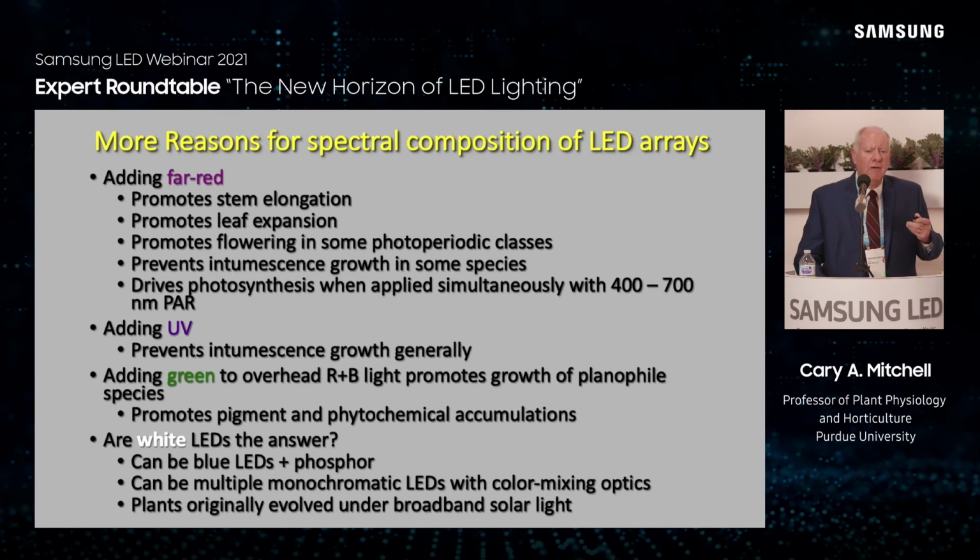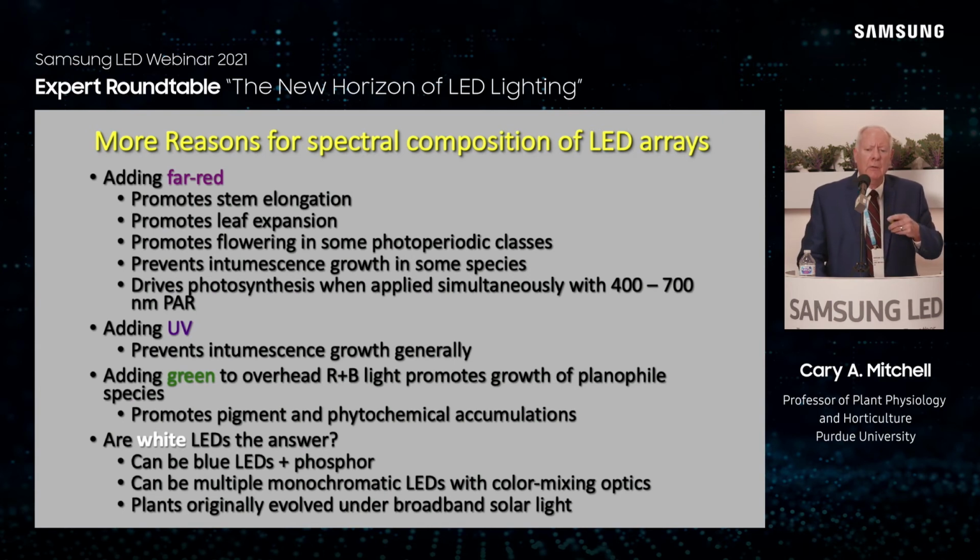And then adding far red, there's a lot of current interest in far red. It definitely promotes stem elongation, leaf expansion, and in long day plants, it promotes flowering. It shifts that phytochrome photoequilibrium to less of the active form, and that makes long day plants flower.